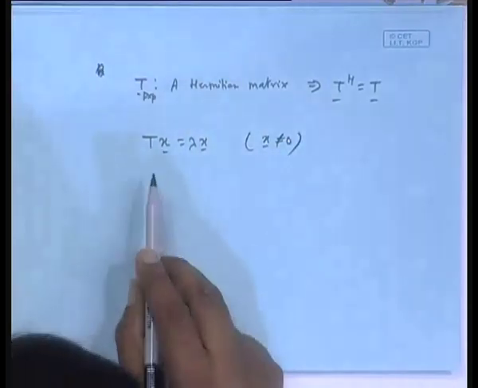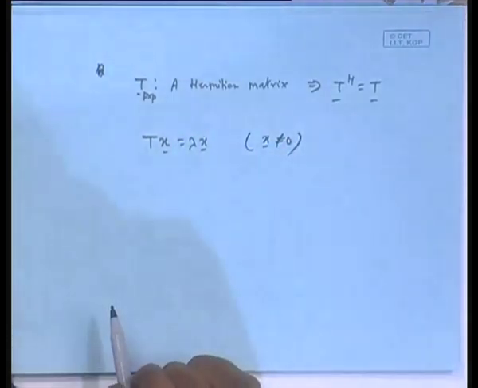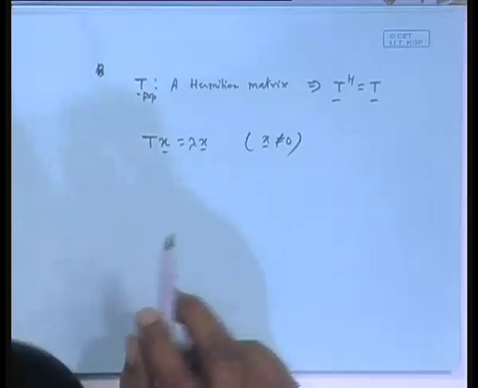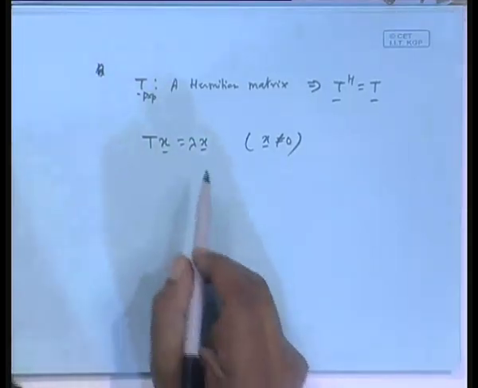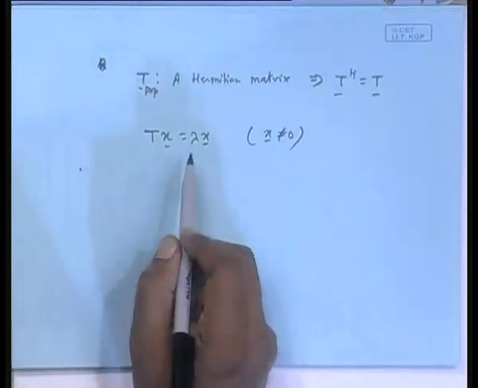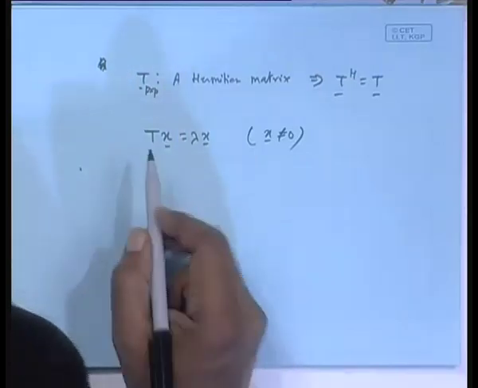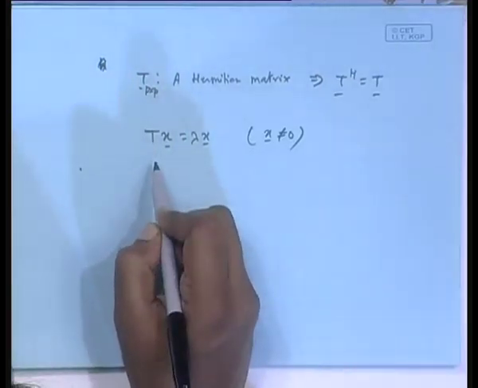Okay. Suppose T is Hermitian. Now let us derive some interesting and very simple properties. Suppose I take the Hermitian of both sides. I can do that. So if I take the Hermitian of the left hand side, what will I get?